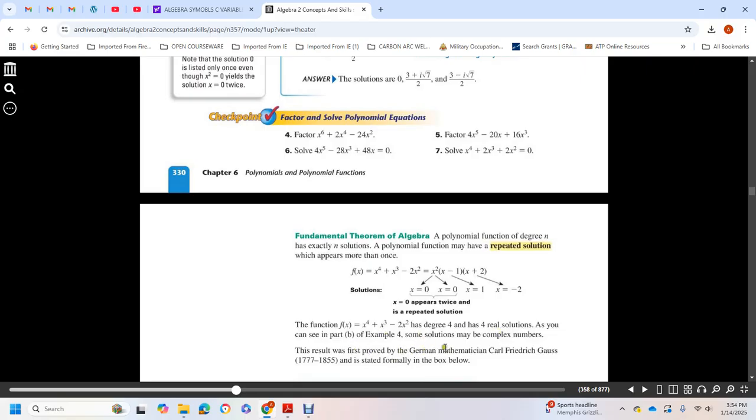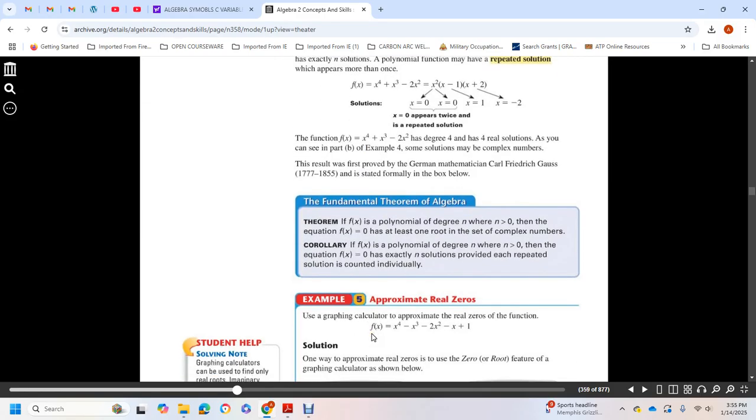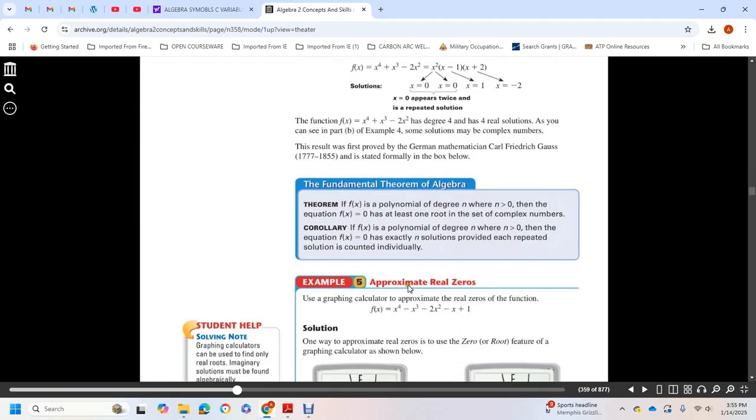The result was proved by a German mathematician, Carl Friedrich Gauss, 1777 to 1855, and stated formally in the box below. Fundamental theorem of algebra: if f is a polynomial function of degree n greater than 0, then the equation f(x) equals 0 has at least one root in the set of complex numbers. Corollary: if f(x) is a polynomial of degree n greater than 0, then the equation f(x) equals 0 has exactly n solutions, provided each repeated solution is counted individually.